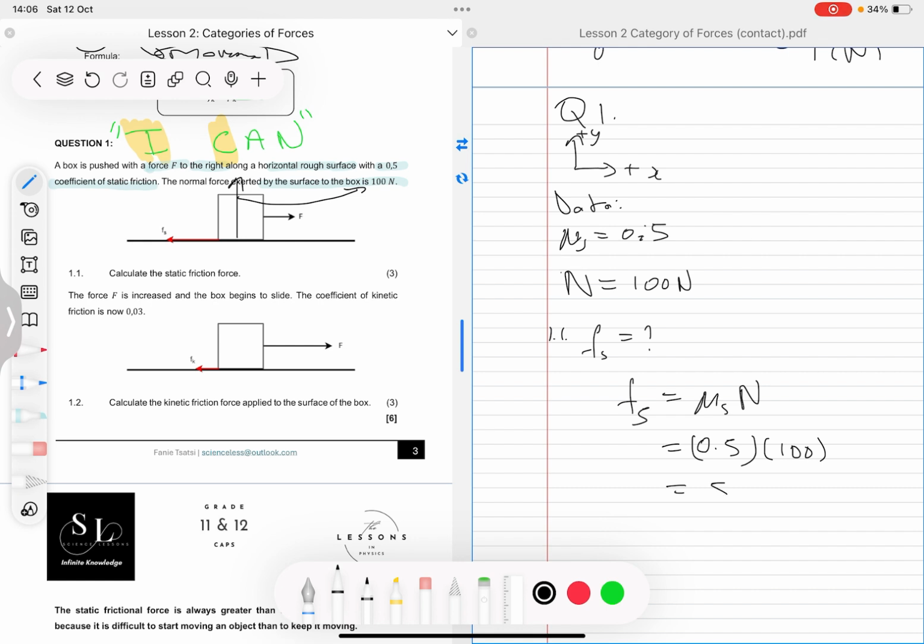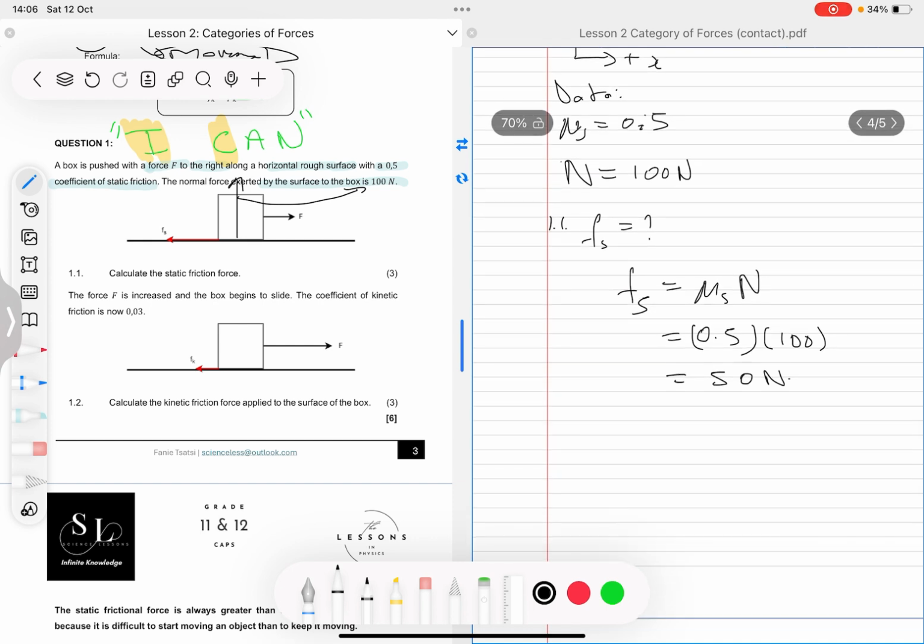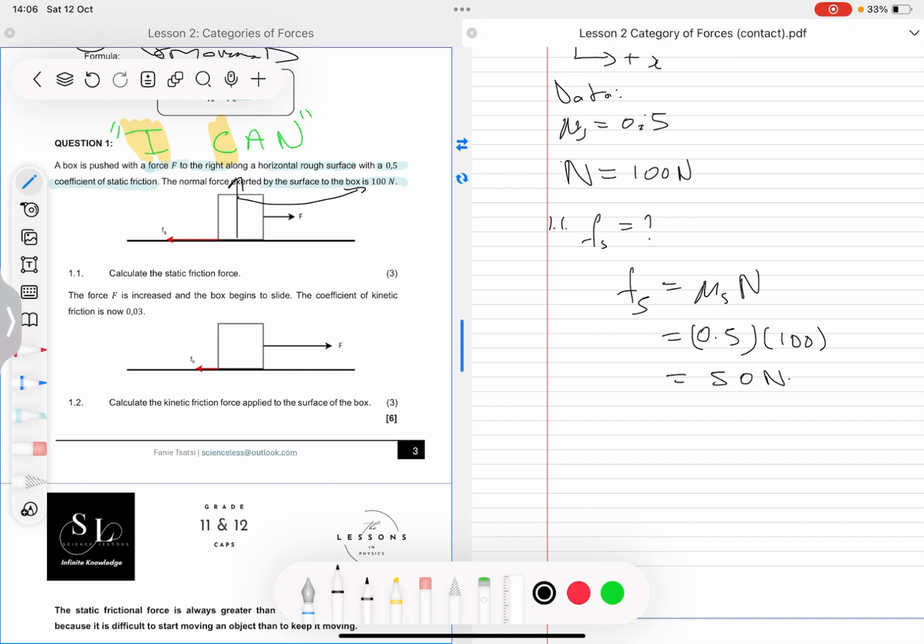So this is half of 100, which should be 50 newtons. Remember what we said, we don't report direction with this formula because it only measures the magnitude, right? So we then go on. Another thing is that, of course, this answer, if you navigate, so actually we have moved already.